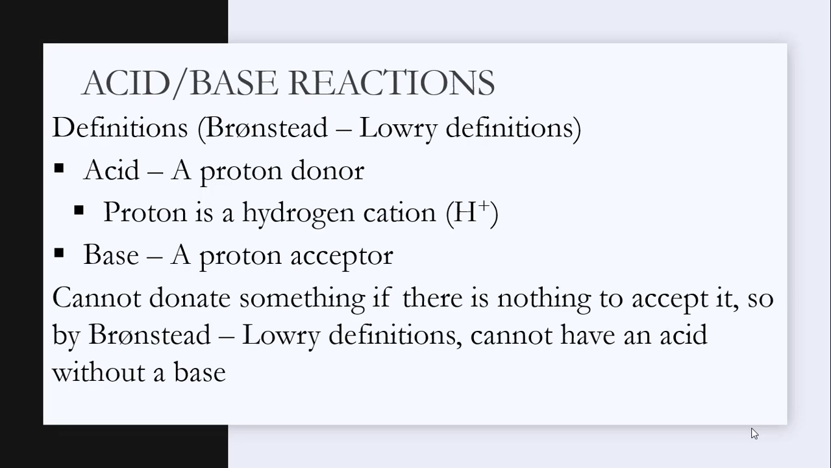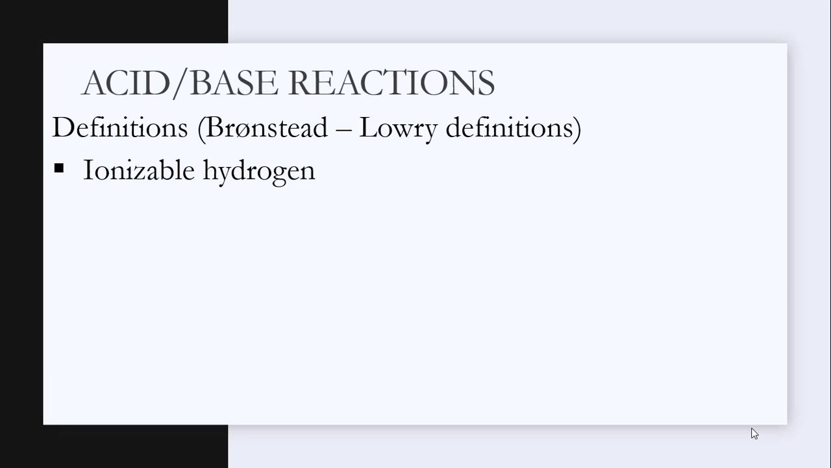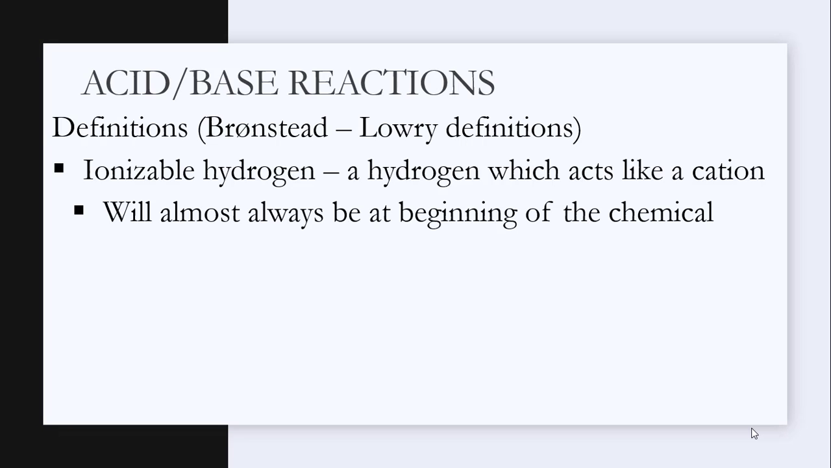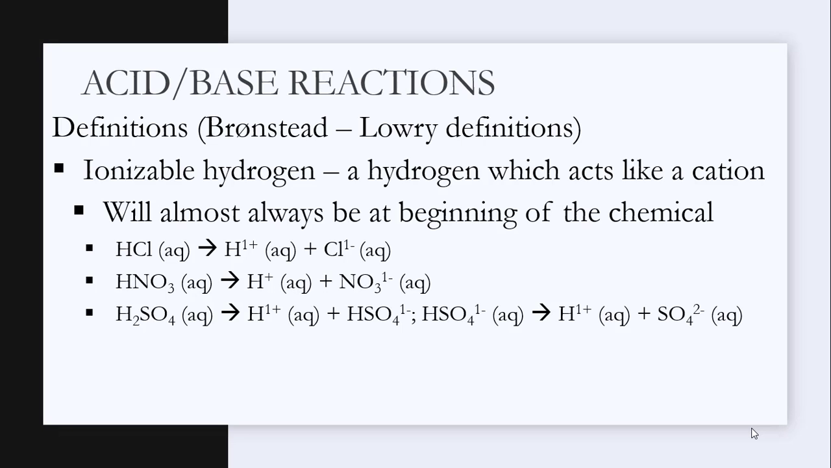Both must be present. We'll talk about ionizable hydrogens. That is a hydrogen which acts like a cation. Not all hydrogens in a compound are ionizable. When written out, they will almost always be at the beginning of the chemical. For example, hydrochloric acid, nitric acid, sulfuric acid.